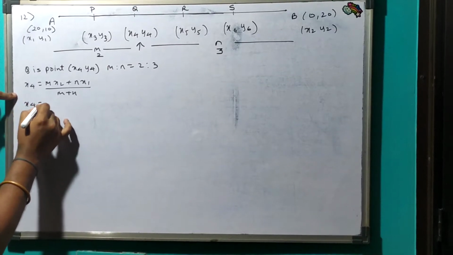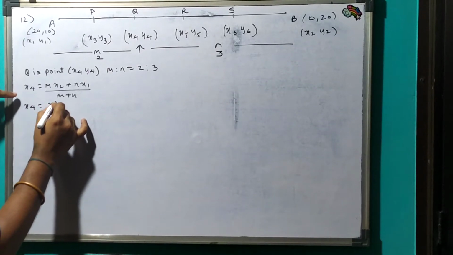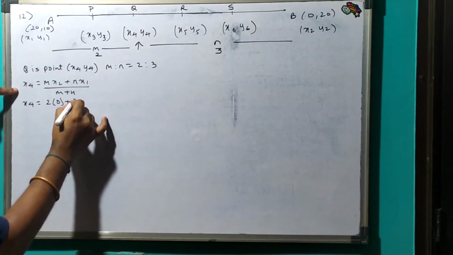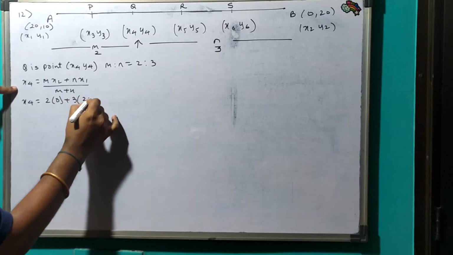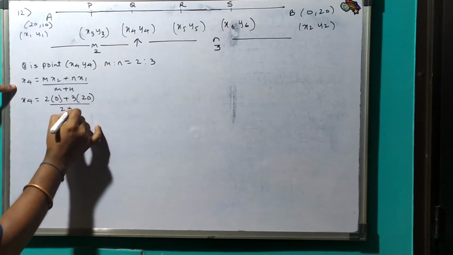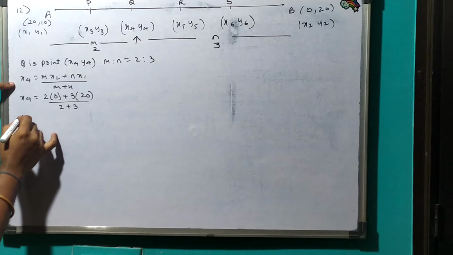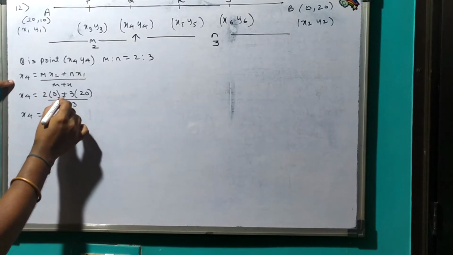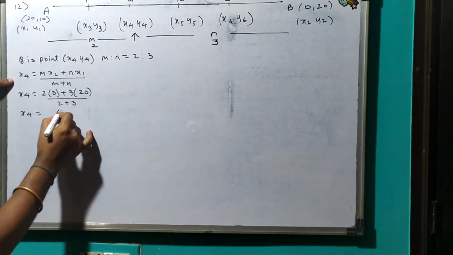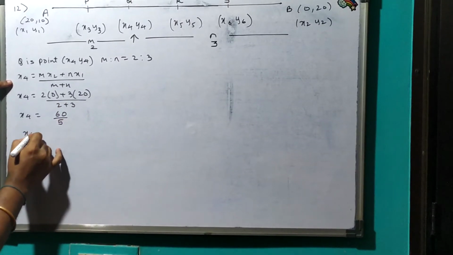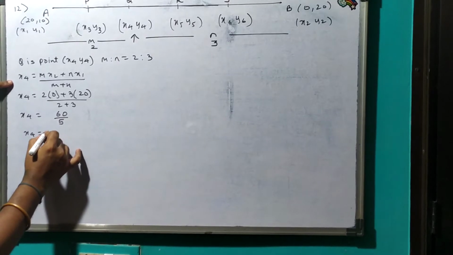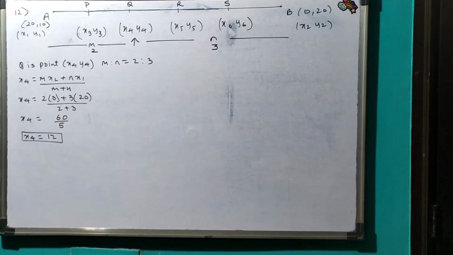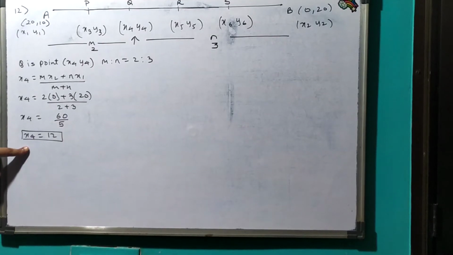x4 is equal to M. M is how much? 2. x2 is how much? 0, plus N is how much? 3. x1 is 20, upon 2 plus 3. So I will get x4 is equal to 2 into 0 is 0, and 3 into 20 will become 60, upon 5. x4 is equal to 60 by 5, so x4 is 12.